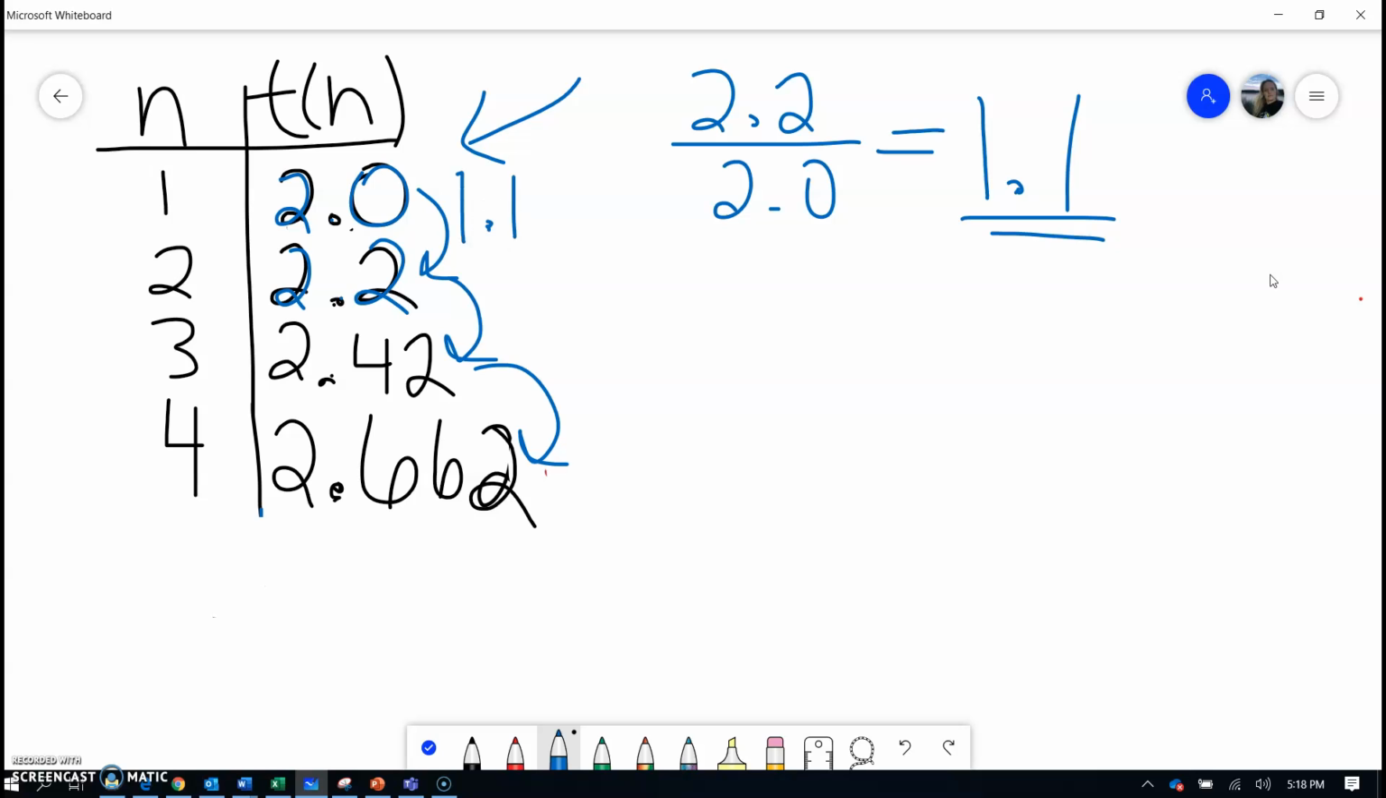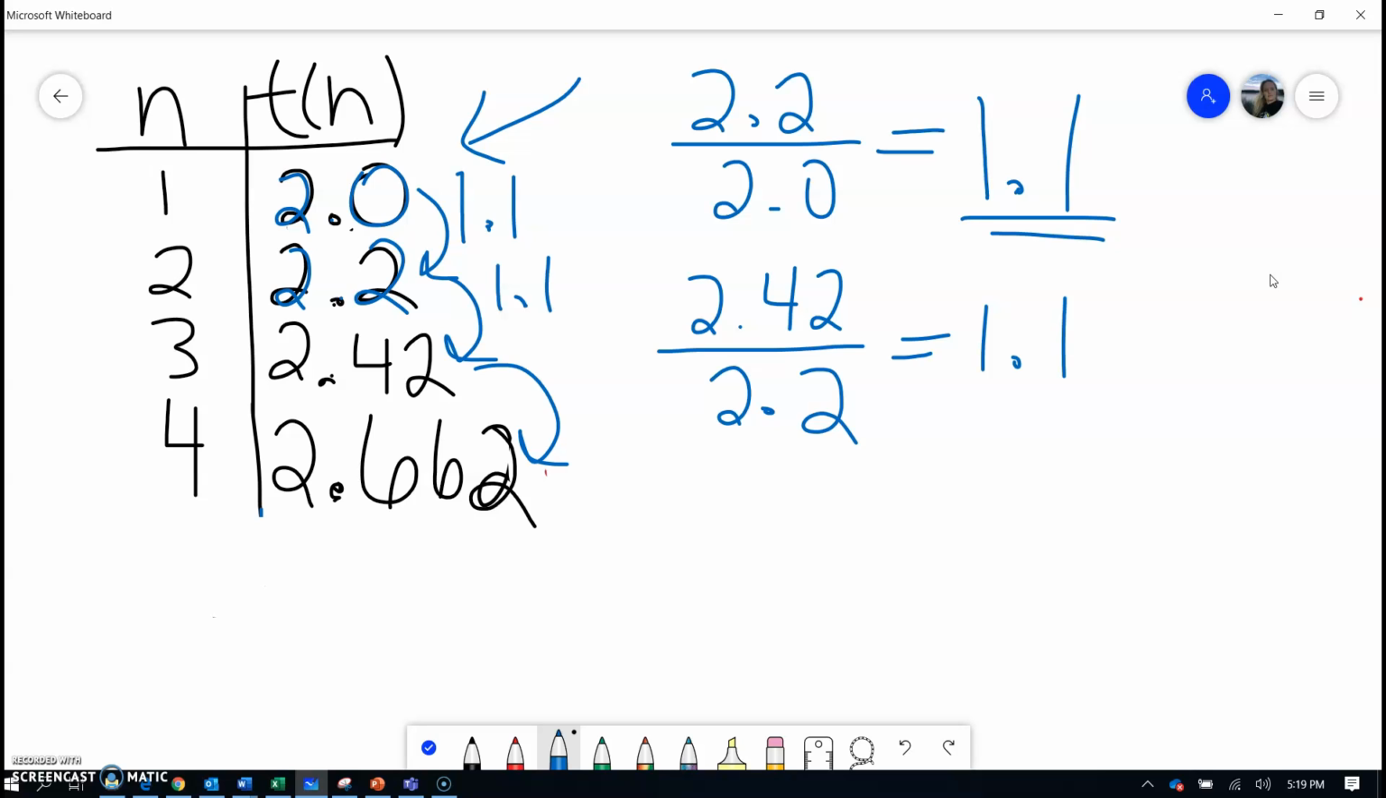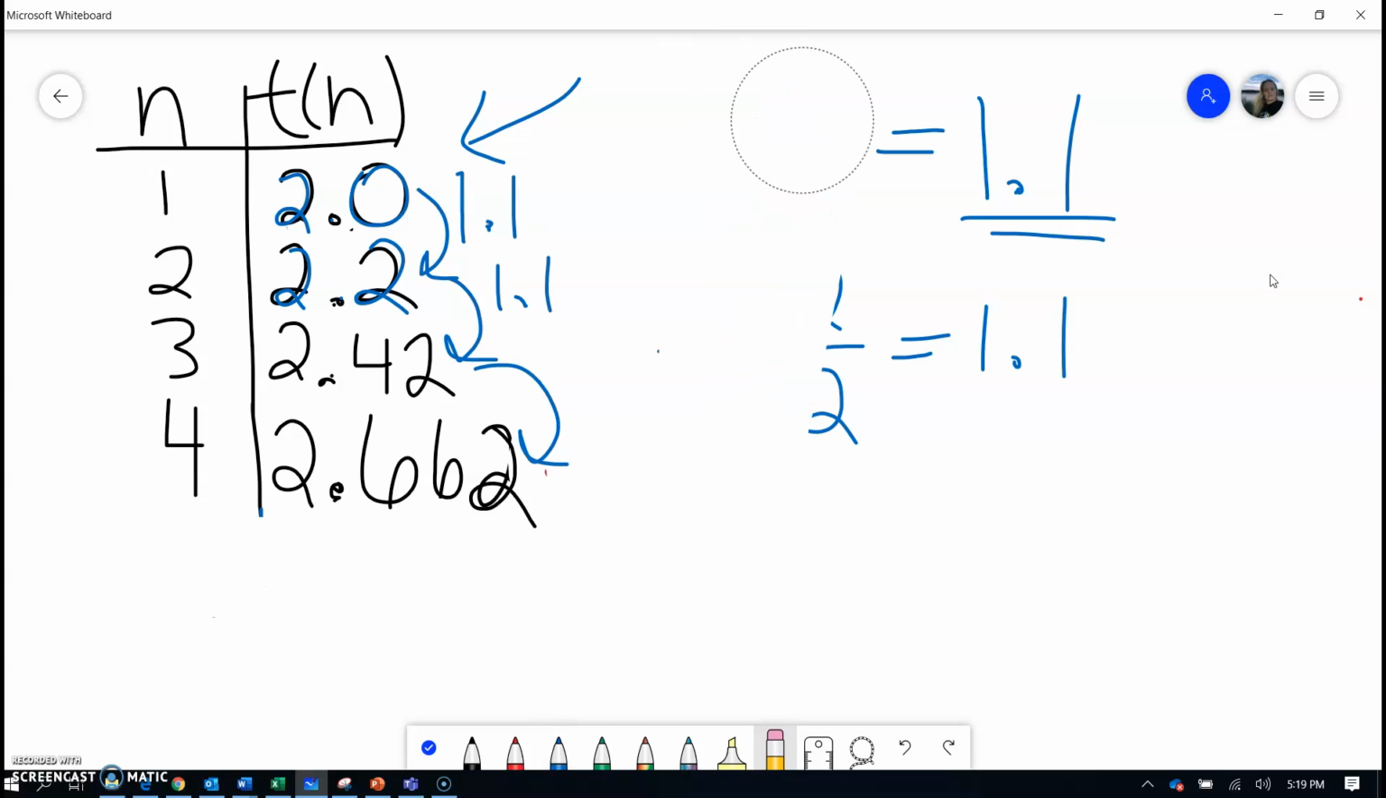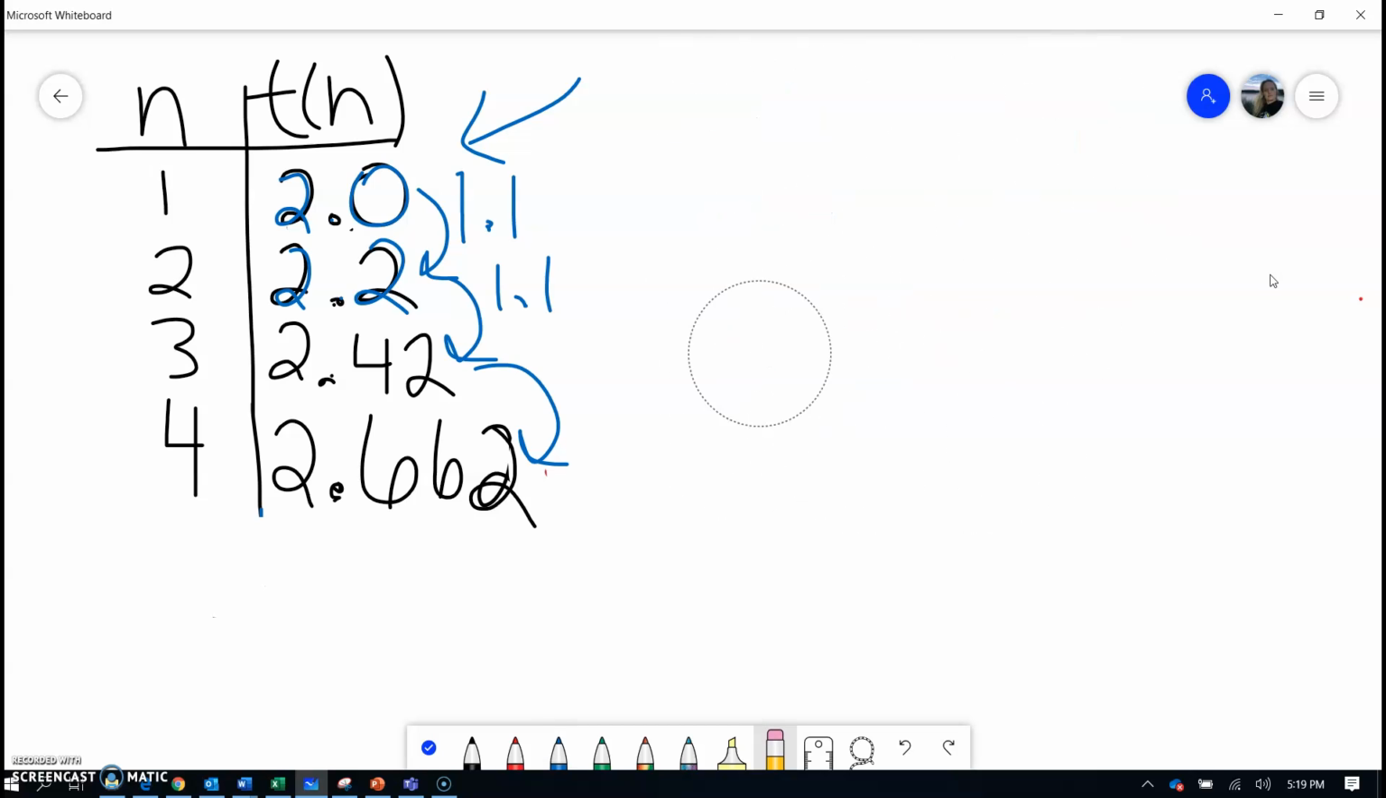Let's check that and do the next pair. If we put in our calculator 2.42 and divide it by 2.2, let's make sure that also gives us 1.1. I'm just putting it in, and sure enough it does. So my common ratio in this case is 1.1. To get to any number in there, I have to multiply by 1.1. So let's figure out the fifth number in our sequence.